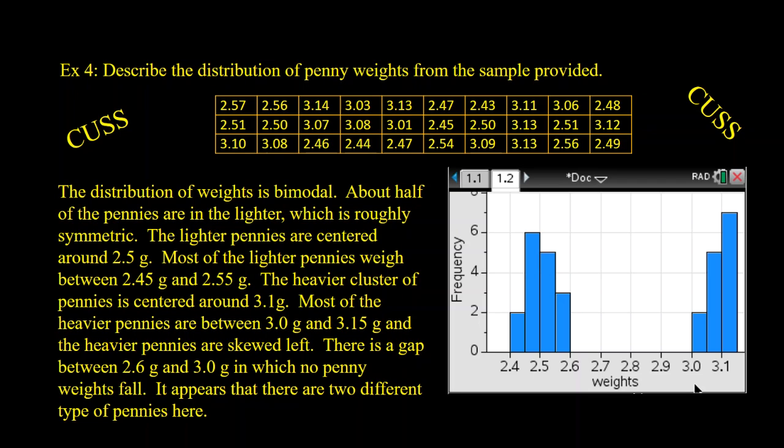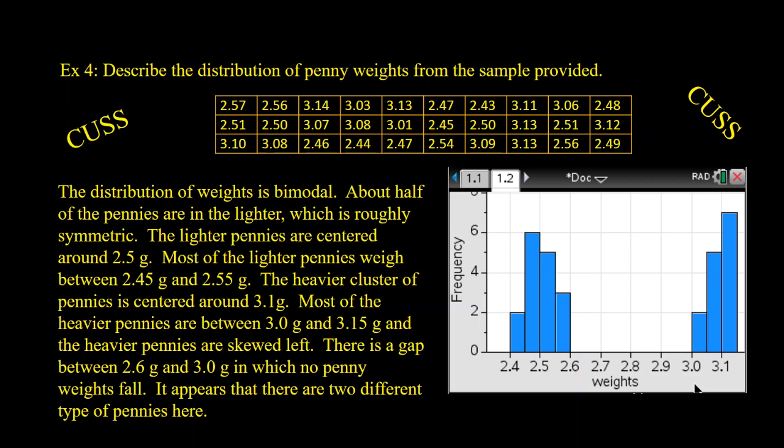So, center. Now, since I'm bimodal, I want to talk about both groups separately. So I talk about the center of the lighter group and the heavier group. I'm going to talk about the spread of each of those groups individually, because clearly what's going on here is I have 2 different groups of pennies. Okay, unusual is that gap between there. It's unusual that there's no weights between 2.6 grams and 3.0 grams, so that's the unusual I talk about. And make sure you talk about the shape of each one individually. So in bimodal, a lot of time what you do is you have 2 different groups.